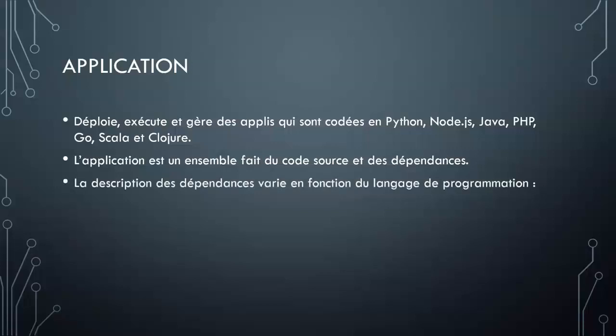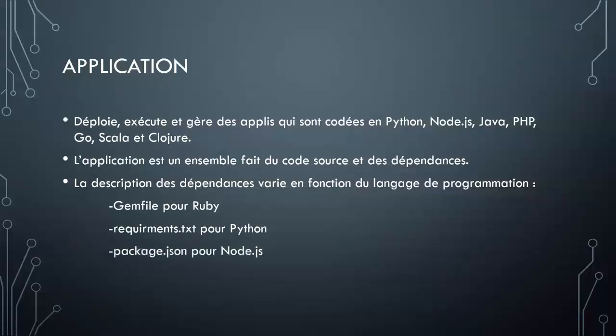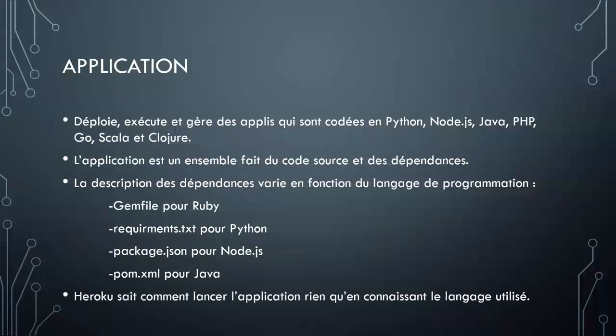The description of the dependencies varies depending on the programming language. For example, for Ruby, there is Gemfile. For Python, it's requirements.txt. For Node, it's package.json. And for Java, it's pom.xml. These files are the ones that will give Heroku a list of dependencies that it needs to search and install.